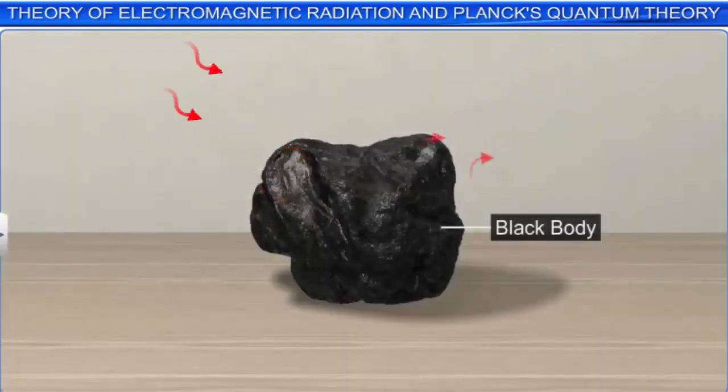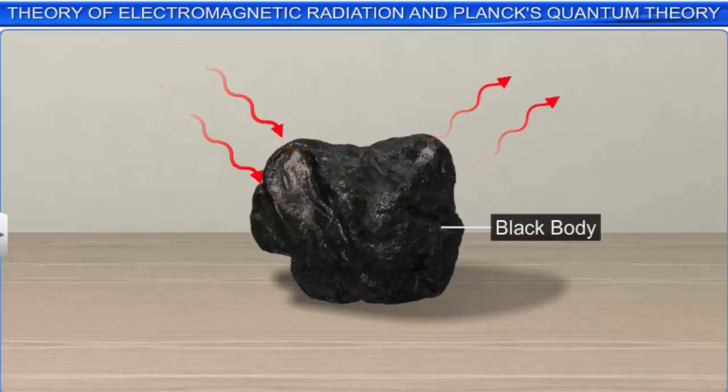Thus, a black body is not only a perfect absorber of radiant energy, but also a perfect radiator. A black body radiates the maximum amount of energy at a given temperature. Note that it radiates the same amount of energy it has absorbed.